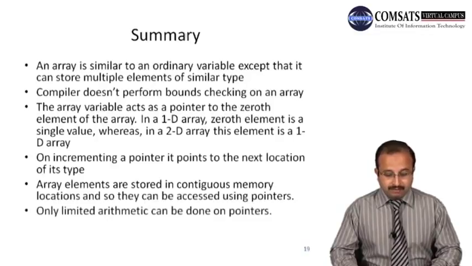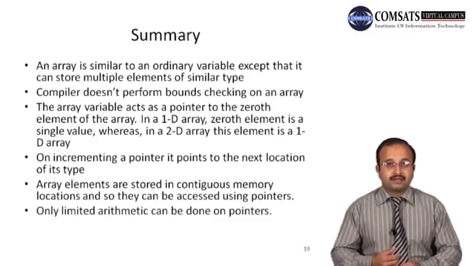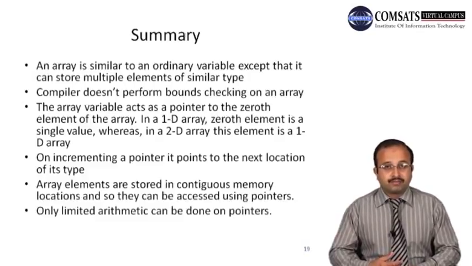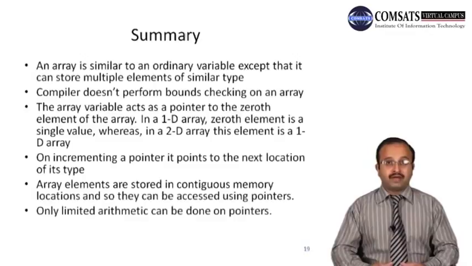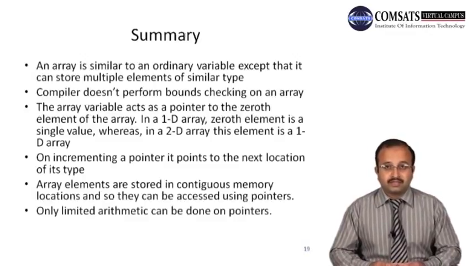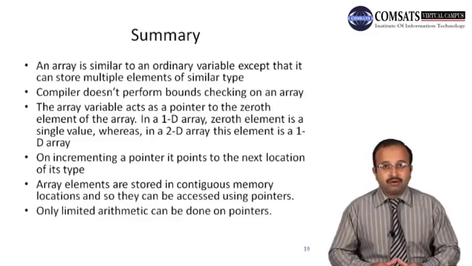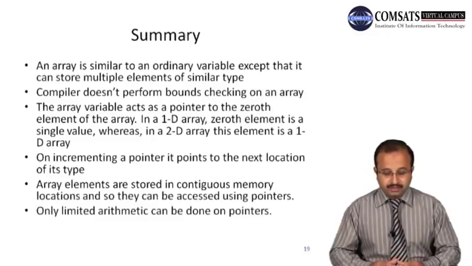Only limited arithmetic can be done on a pointer. You can add a constant value to a pointer, and you can subtract a constant value from a pointer. The value of a pointer is not the value that is at the address contained by the pointer. The value of a pointer is actually the address. The value of an integer variable is an integer constant. Similarly, the value of a float variable is a floating point constant, and the value of a pointer variable is a memory address.